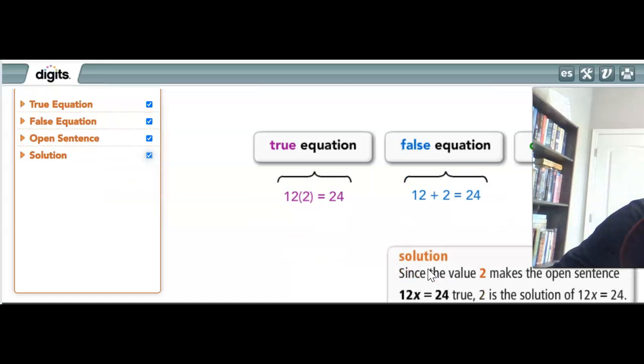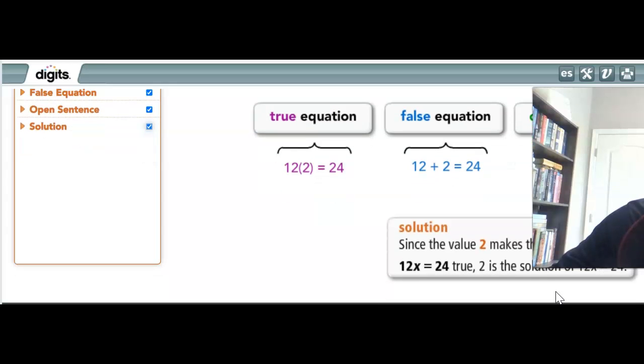Perfect. We can enter in a 2. So 12 times 2 is 24, which is equal to 24. Since the value 2 makes the open sentence 12x equals 24 true, 2 is the solution for 12x equals 24.